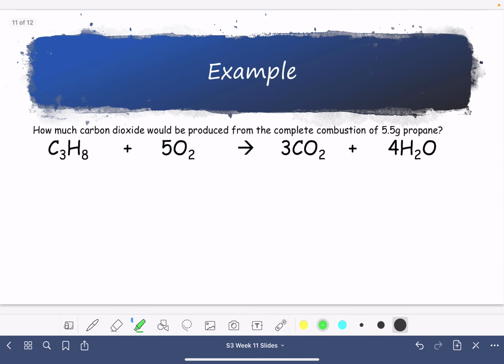Okay, combustion equations are really common examples for calculations from balanced equations. And this one here, we've got how much carbon dioxide would be produced from the complete combustion of 5.5 grams of propane. So here is the propane over here.